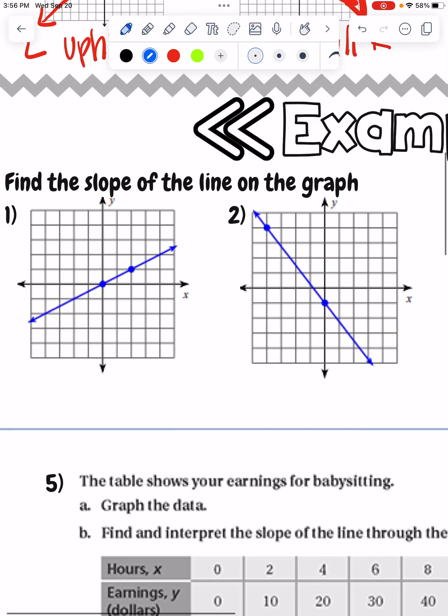So we know that slope is rise over run. So remember, we read our graphs from left to right. So I'm going to just highlight my points there. I'm going to start at my first point, and I'm going to rise up 1, and I'm going to run over 2. So my slope for this one would be 1 over 2. I went up 1 and over to the right 2.